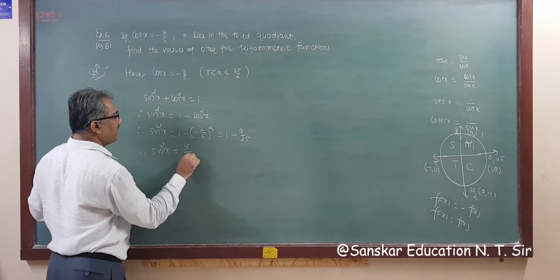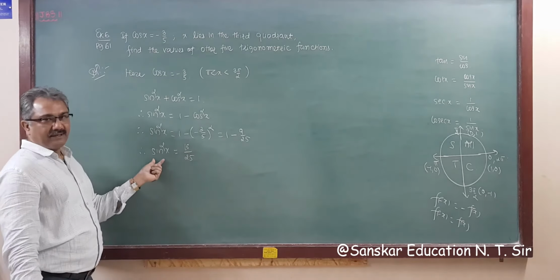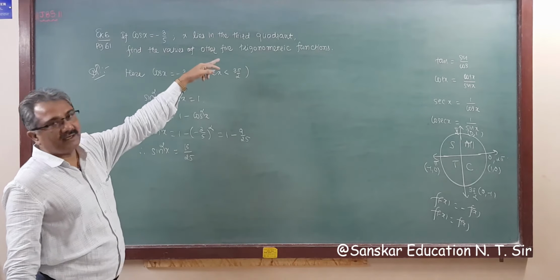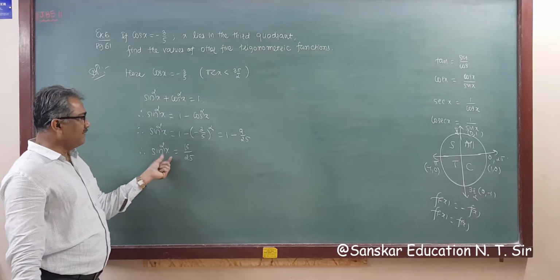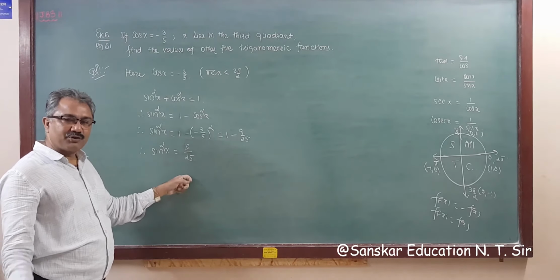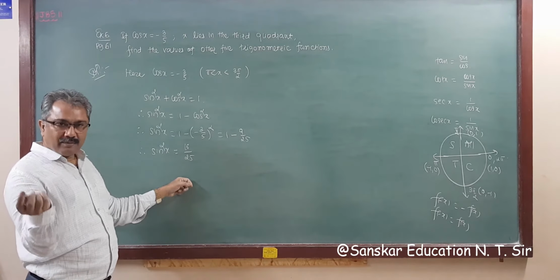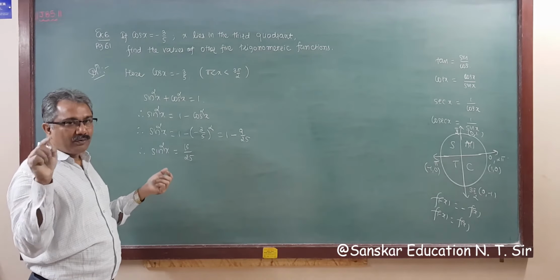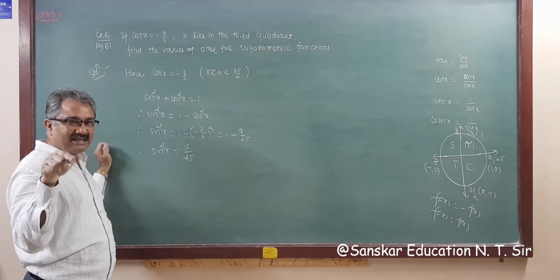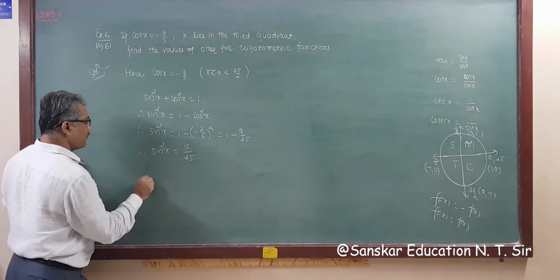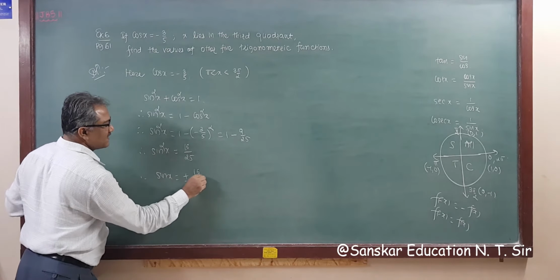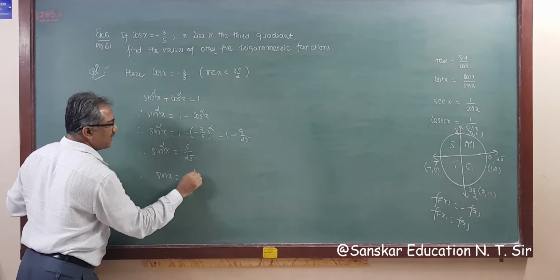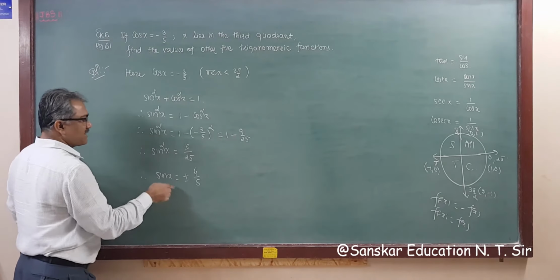So we need sine, because we have to find all the other 5 trigonometric functions. Cos is given, we get sine. So sine square is 16 by 25. Taking the square root, it's always positive or negative, we don't know. So we have to write both values, means you have to put plus or minus. So sin x is equal to plus or minus the square root of 16 by 25, which is 4 by 5.